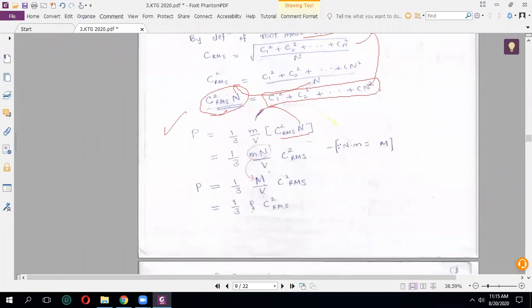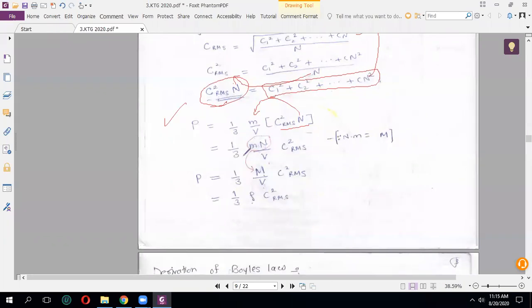Now take this n out. So what are we getting? 1 upon 3 M capital N upon V, C square rms. Now remember, the mass of the gas is nothing but the number of gas molecules into the mass of each gas molecule. I told you this in the starting. Correct? So can we replace M dot capital N by capital N?